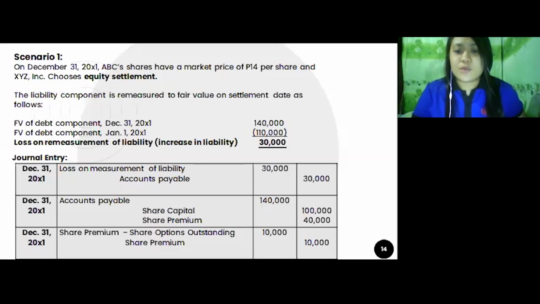So the next entry would be debit share options outstanding of 10,000 and credit share premium of 10,000 pesos. So the equity component previously recognized remains within equity. Only a transfer from one component of equity to another is made.